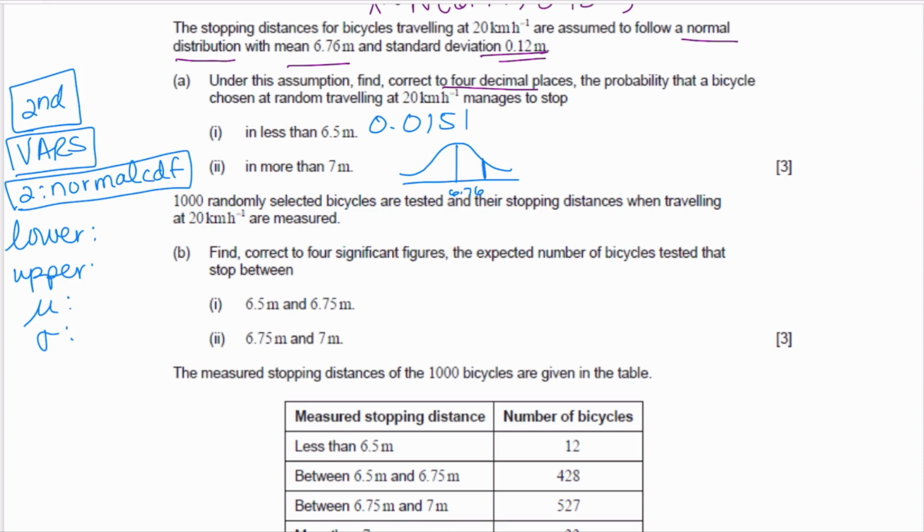So more than 7 meters would mean that I would shade to the right of 7 meters. Okay, so that is my work. So I want the probability that x is greater than 7 in this case. So now my lower bound is going to be 7. My upper bound is going to be positive infinity. My mean is still 6.76. My standard deviation is still 0.12. So this one's going to be a little bit faster because we're going to already have the values in the calculator.